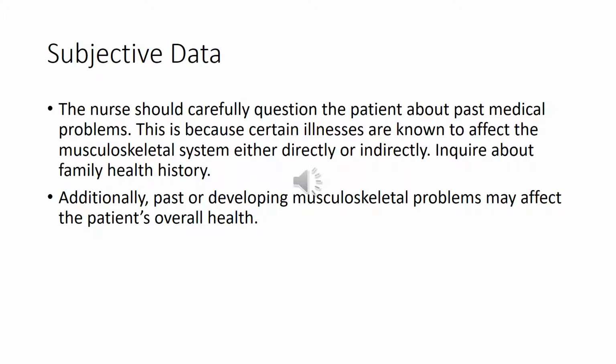Some more subjective data. We've already talked about what kind of past medical problems. We want to include past surgeries, certain illnesses. We talked about that. Especially ask about family health history. A lot of these disorders can be genetic. Additionally, past or developing musculoskeletal problems can affect their overall health.